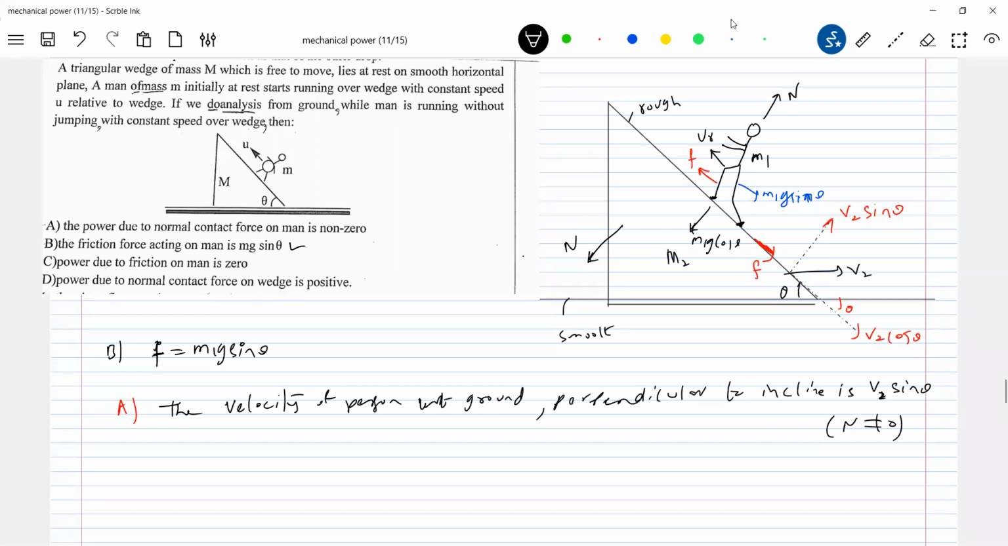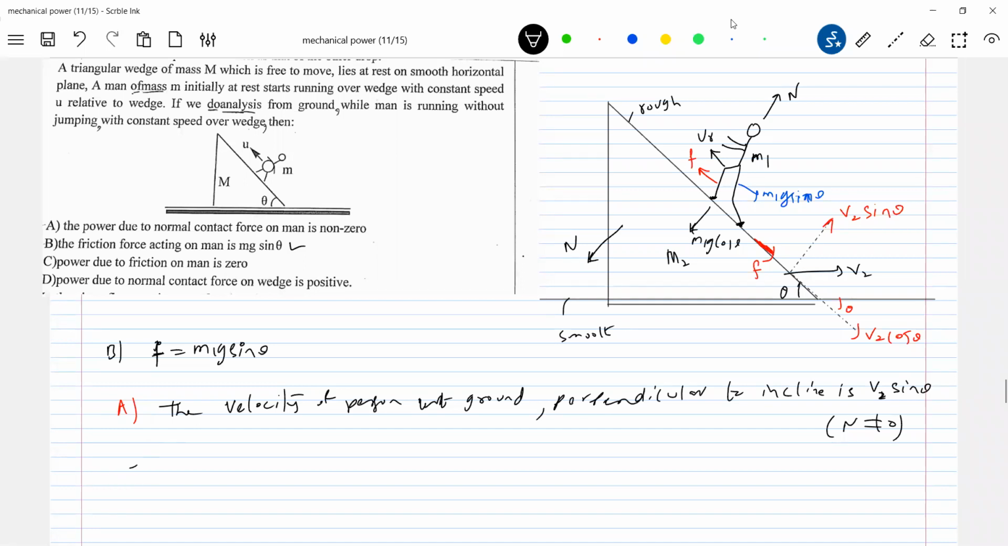Sir, why are you writing the velocity of the person perpendicular to the incline as V2 sine theta? Constraint equation. Velocity along the common normal must be equal when the normal contact is non-zero and they're moving with a uniform velocity. Then what is the work done by power due to normal contact?